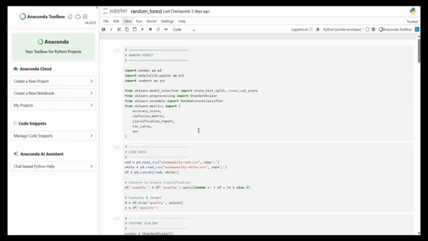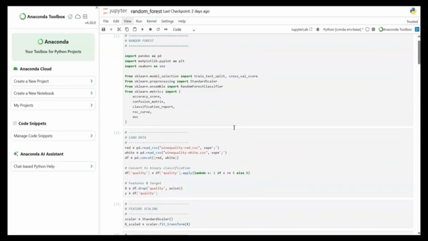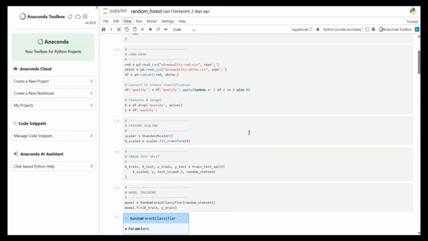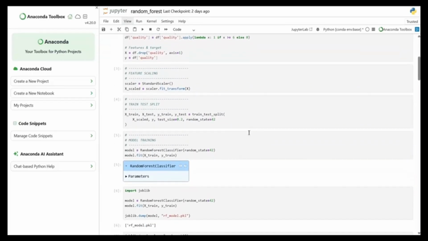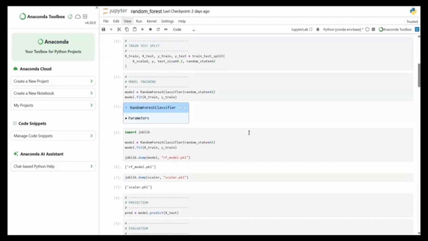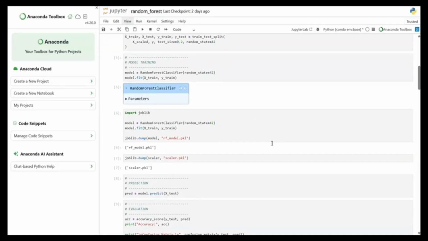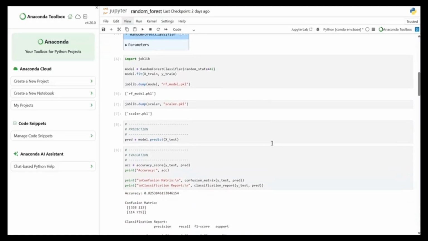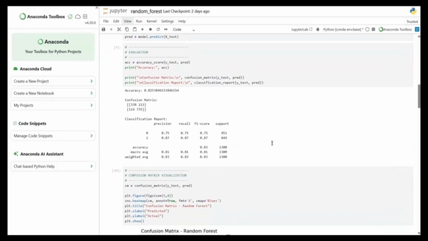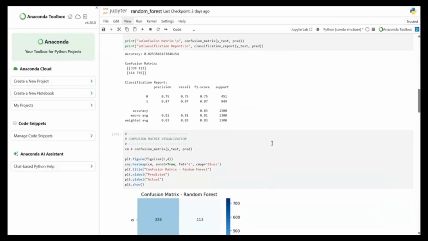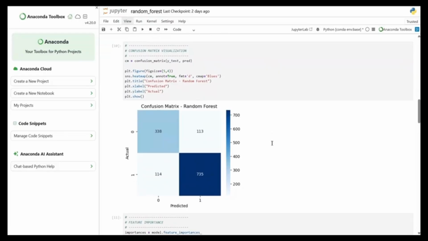The third model used in this project is random forest, which is an ensemble learning method based on multiple decision trees. It works by building several decision trees using different random samples of the training data and also selecting random subsets of features at each split. This randomness helps reduce overfitting and improves generalization. For classification, each tree gives a prediction and the final output is decided by majority voting across all trees.